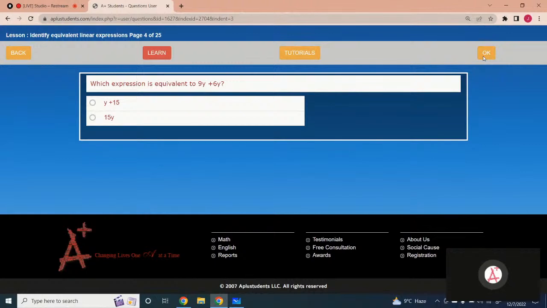Okay, the next one is 9y plus 6y. Which expression is equivalent to 9y plus 6y? 9y and 6y are the like terms. Got it? You just have to collect the like terms. Like terms means you have to add. So it would be 9 plus 6 is 15. So the correct option is 15y, isn't it?